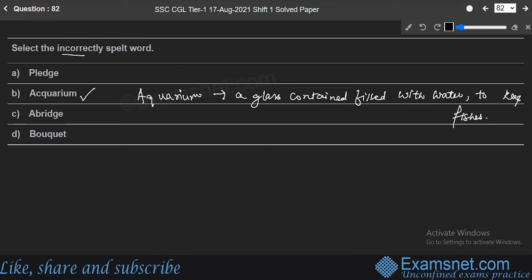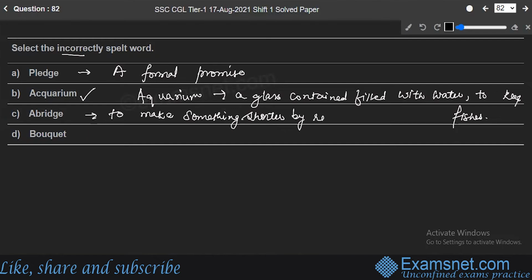Let's see the meaning of each of them also one by one. Pledge means a formal agreement or a formal promise. When you're pledging for something, it is a formal promise. Abridge means to make something shorter by removing parts of it. To make something shorter by removing parts.